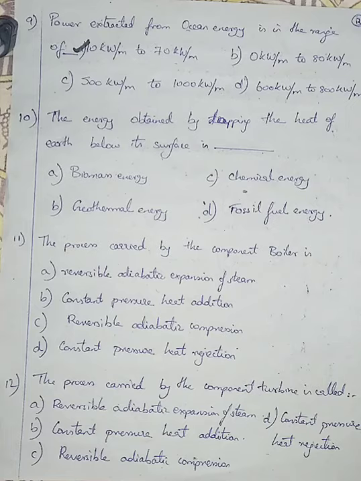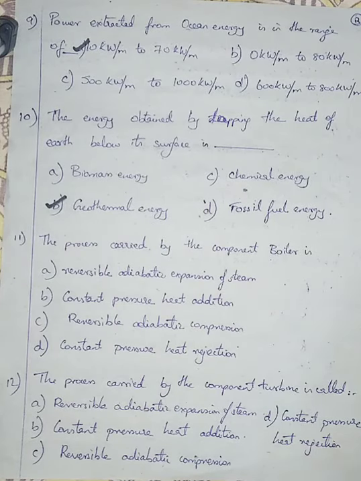Option C is chemical energy, that is, of batteries. So it does not apply, and the option is wrong. Option D is fossil fuel energy, petroleum. We extract petroleum and use it on the surface, not by tapping the earth's heat. So fossil fuel is also a wrong answer. Option B, geothermal energy, is the right answer.